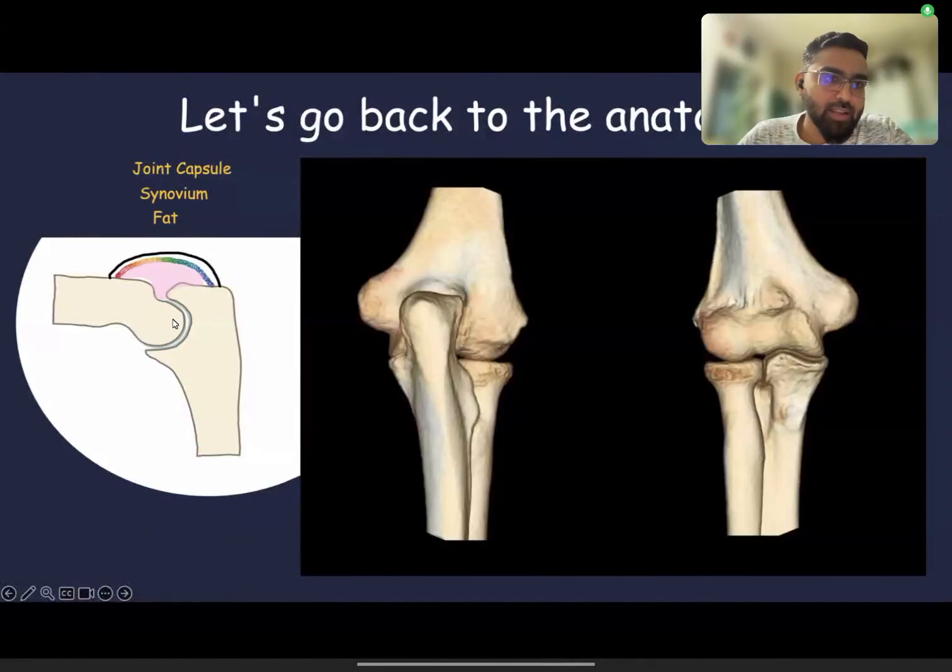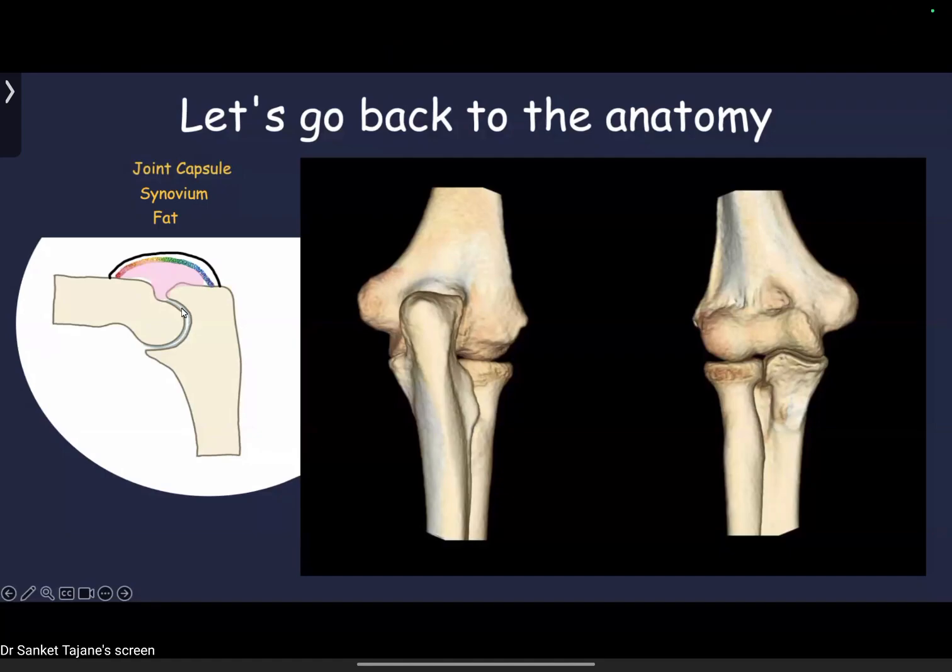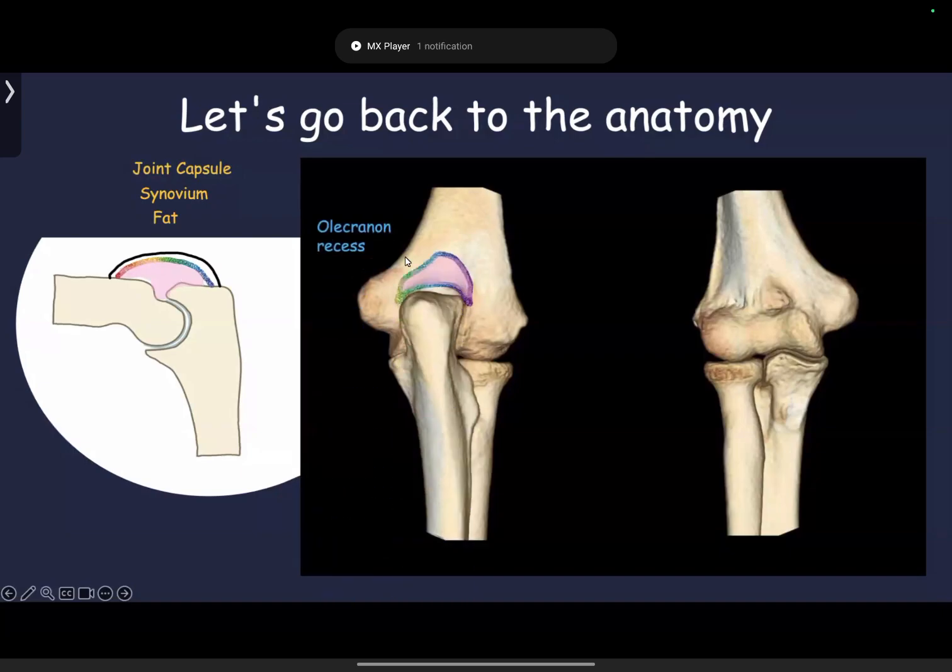It will fill with the fat. Again, I'll just emphasize on this. Whenever there is an intra-articular pathology, any collection or the hematoma will pop out from here, and fat will be displaced anteriorly or posteriorly. So again, this will form the recess.